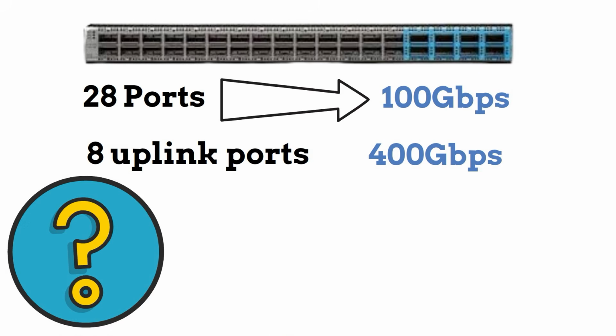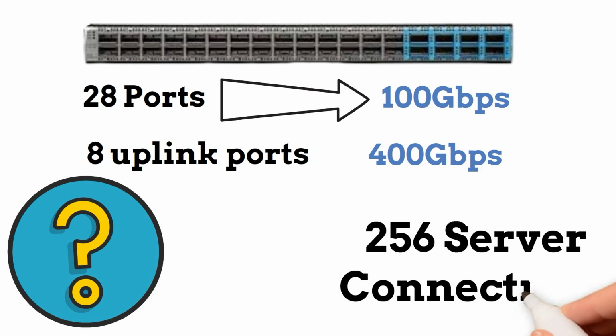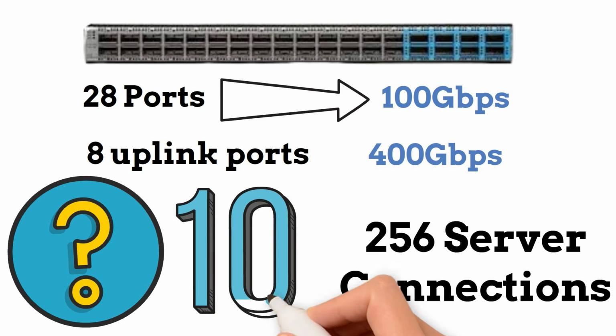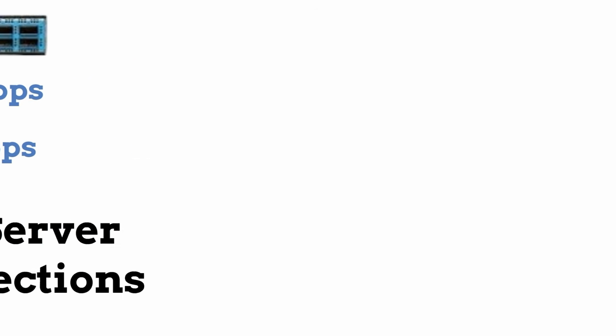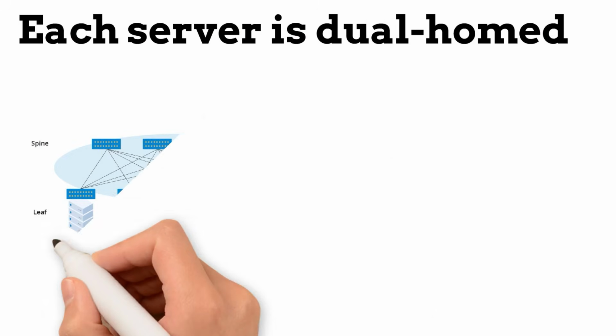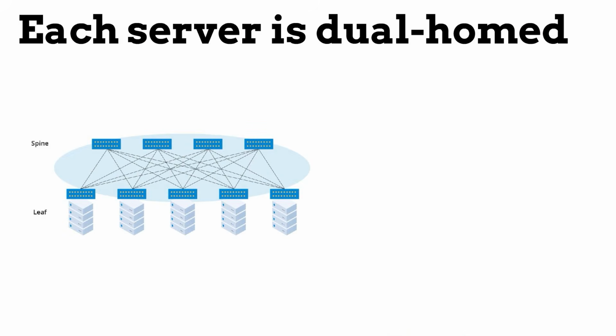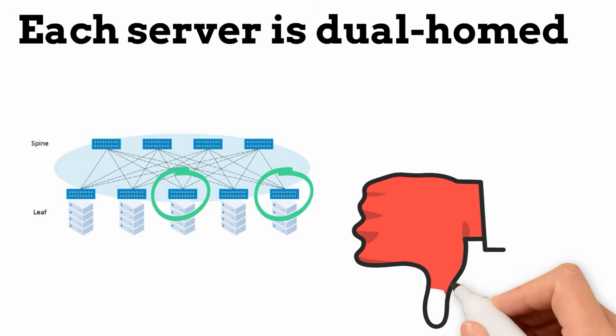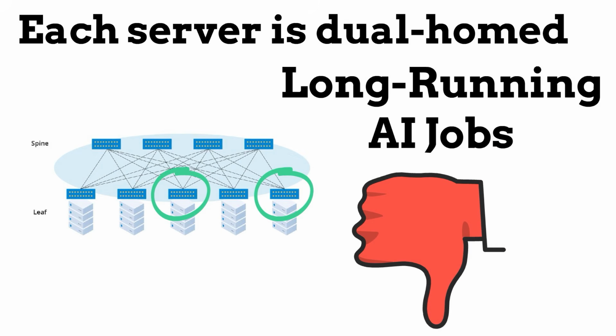We have 256 server connections to make. The design calls for 10 leaf switches. This setup provides redundancy. Each server is dual-homed, meaning one 100 Gbps NIC connects to one leaf switch, and the second NIC connects to a different leaf switch. If one switch fails, the server can still communicate through the other. This is absolutely critical for long-running AI jobs.